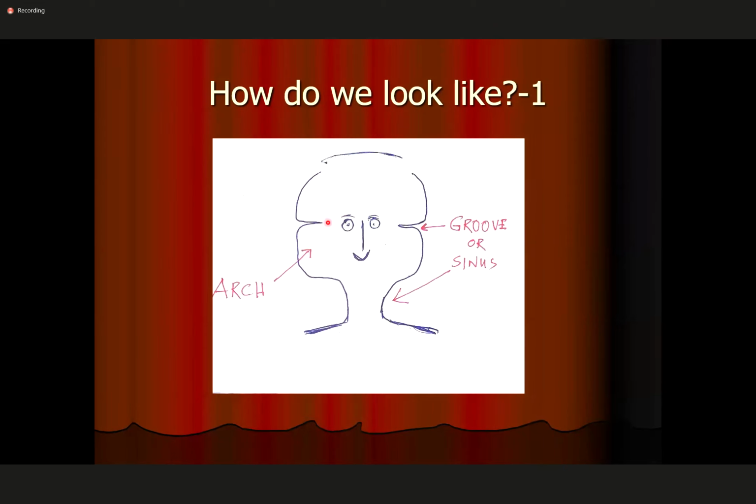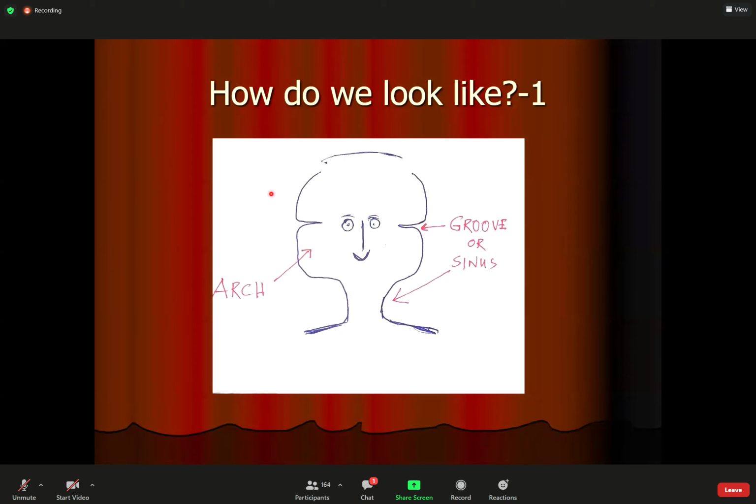If it is inside, we call it a pouch. The groove and the pouch are the same, or the sinuses. So anything outside going down, if a little hole is there, we call it either a groove or sinuses. Anything inside will be called a pouch. But overall, this is an arch. How do you look like? You have seen yourself and you agree with this. You must agree with this, that we look like this.